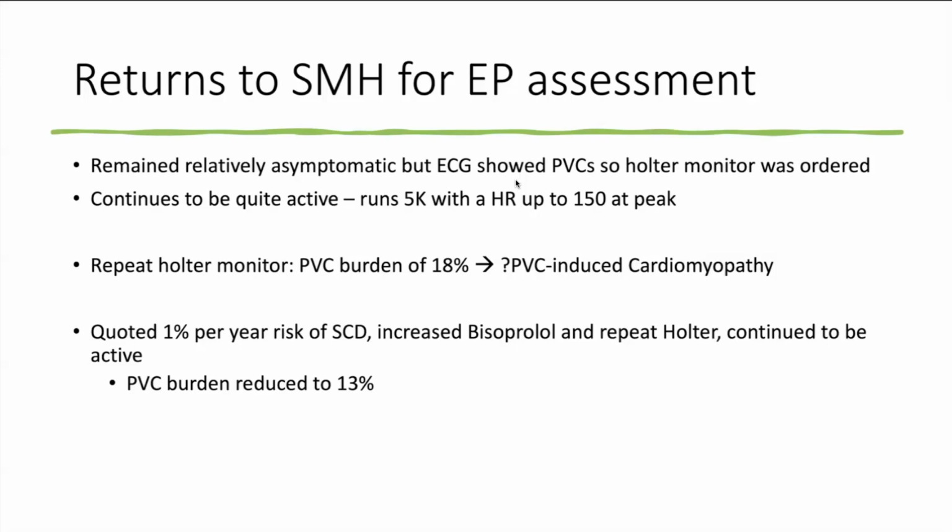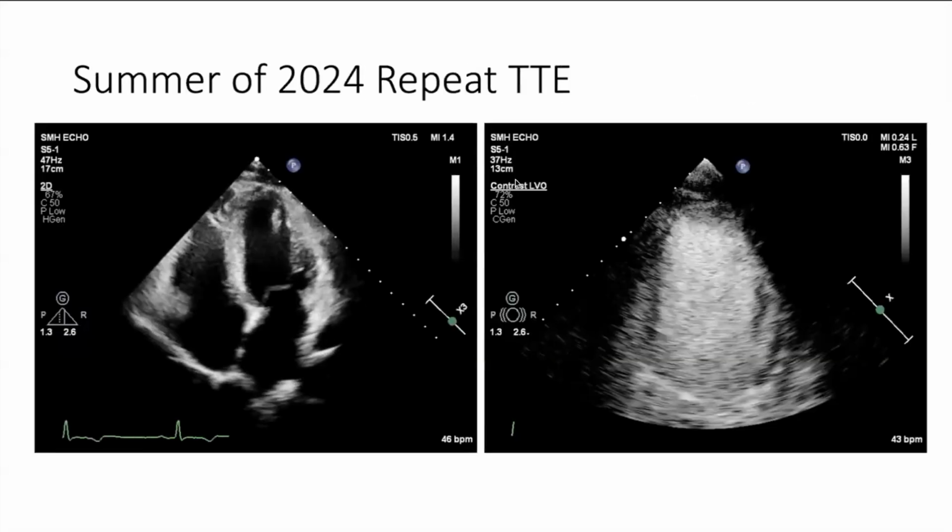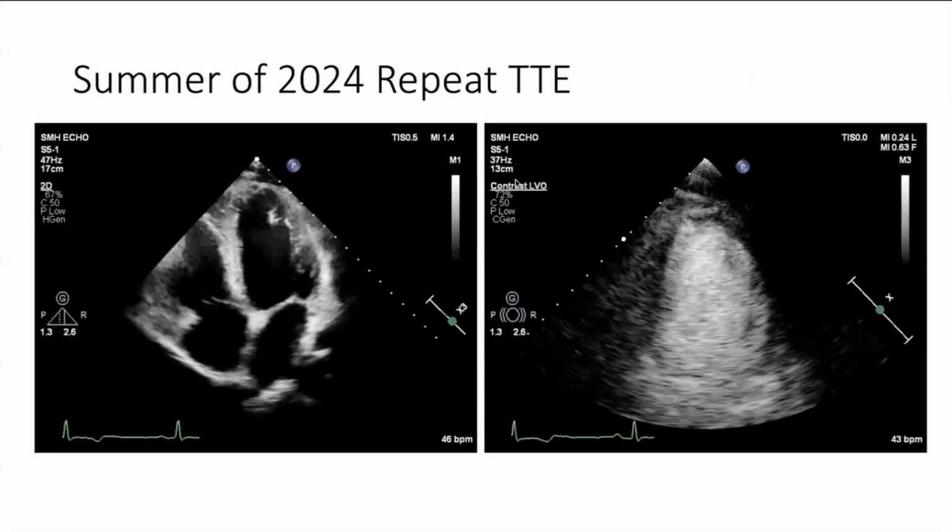She was quoted about a 1% per year risk of sudden cardiac death, and they initially tried to just treat these PVCs medically. So her bisoprolol was increased, she had a repeat Holter monitor, and her PVC burden reduced a little bit to 13%. Subsequently, it reduced a little bit further than that as well. So then in 2024, she came back. And in 2024, this was her echo.